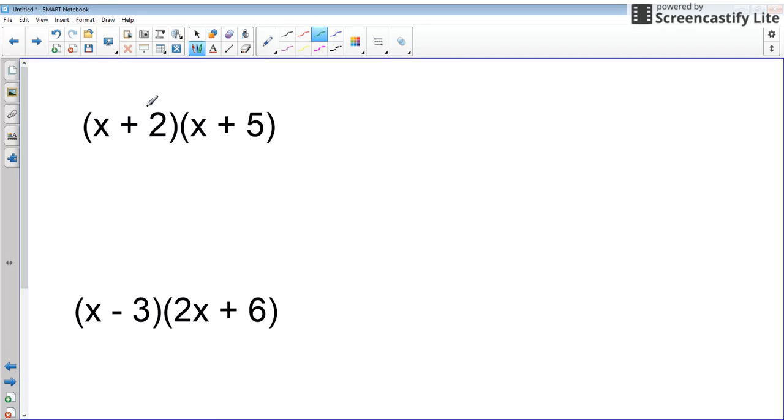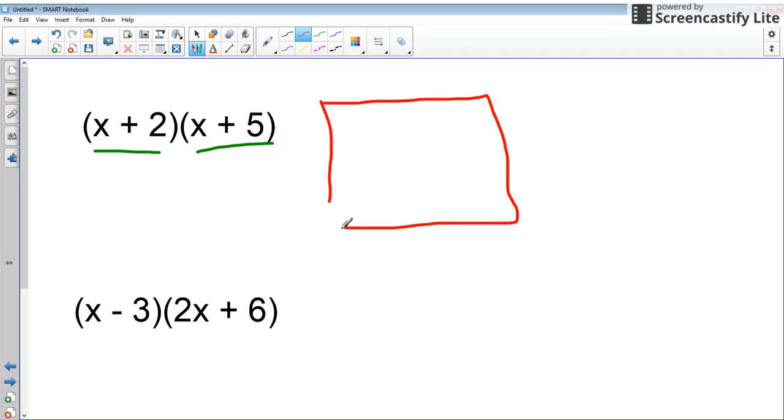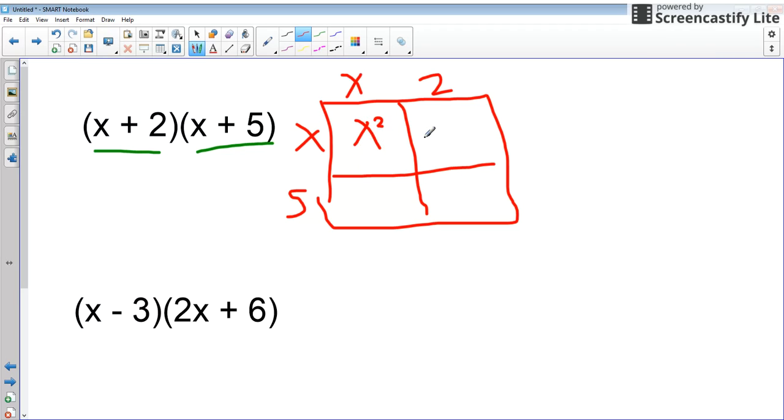If you remember from the last unit, how do we multiply these two binomials? Well, we set up a box, right? We use the box method. And if I set up a box here for the first one, you know that x and 2 go on one side and x and 5 go on the other. And if I do this correctly, I'll get x squared, and then what goes here? 2x, and then 5x, and then 10. And then from here, I have to actually add all of these up. And notice I actually get a trinomial because I have like terms right here.